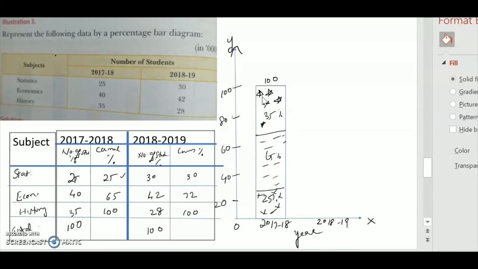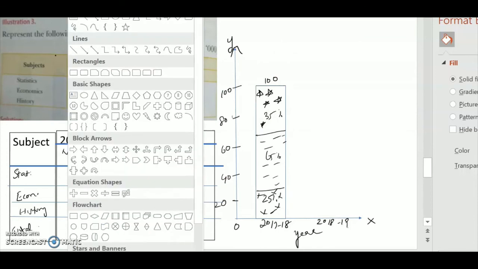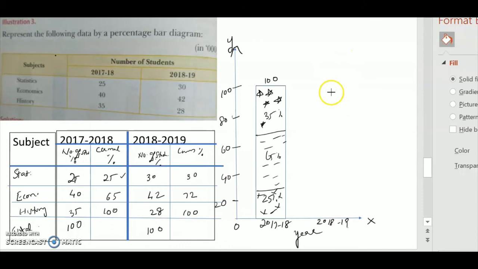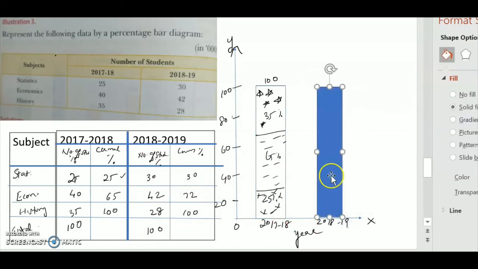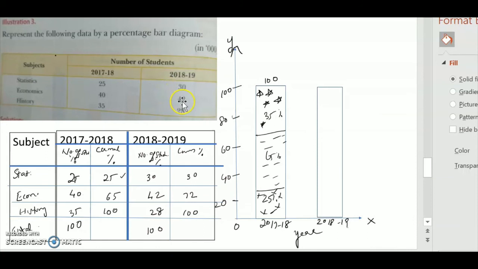Okay. Now the next case 2018-19, there also the total value is 100. So another rectangular bar I am going to insert there. You have to draw with your scale and pencil. This is the other bar. Again we have to divide this bar into different values according to the cumulative percentages. Here also the total value is 100.